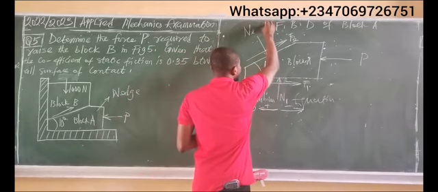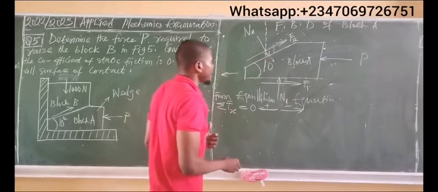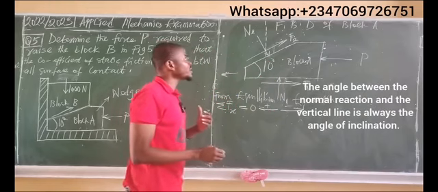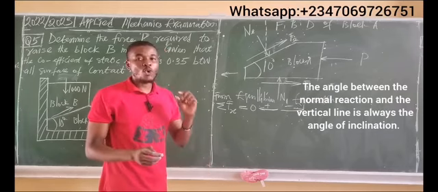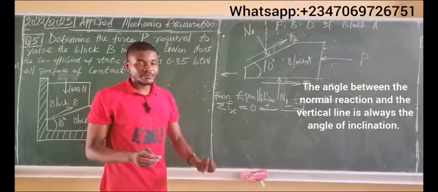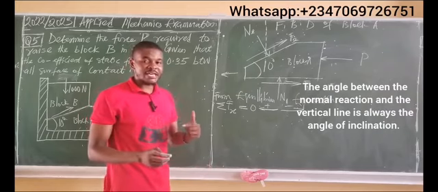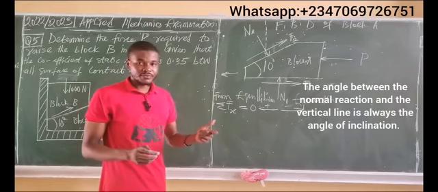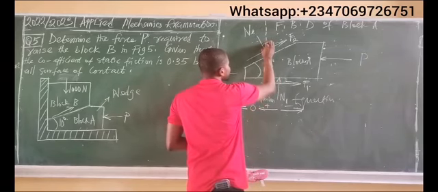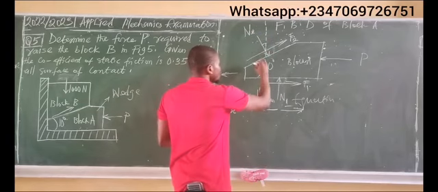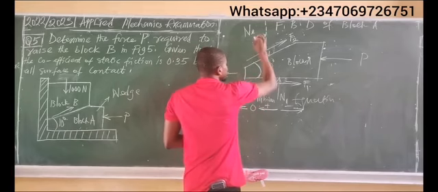So you draw an imaginary vertical line, something like this. You can draw an imaginary vertical line or a broken line. Now, the angle between the normal reaction and the vertical line is always taken as the angle of inclination. So if this is a vertical line and this is a normal reaction, then this angle between the normal reaction and the vertical line is always taken as the angle of inclination, 10 degrees. So this angle is simply 10 degrees.